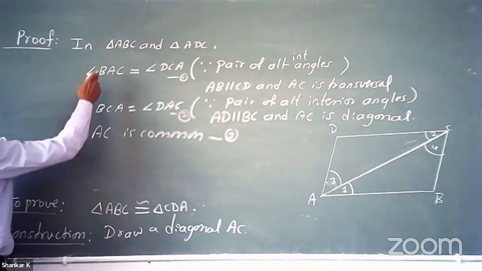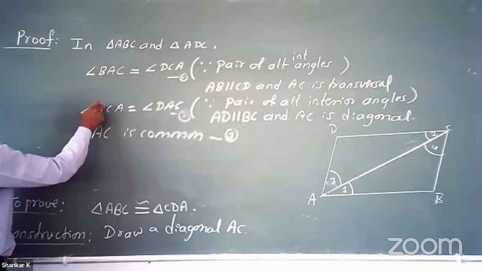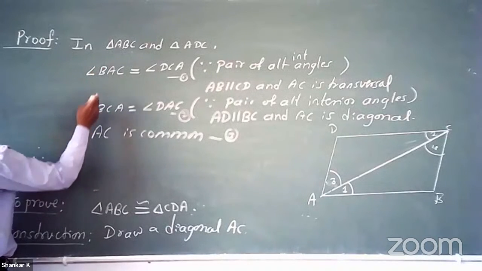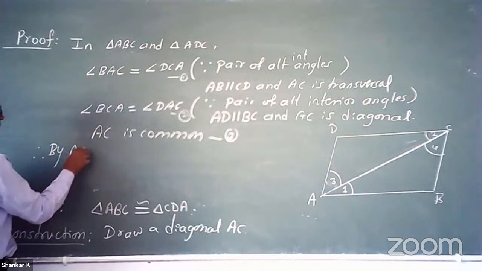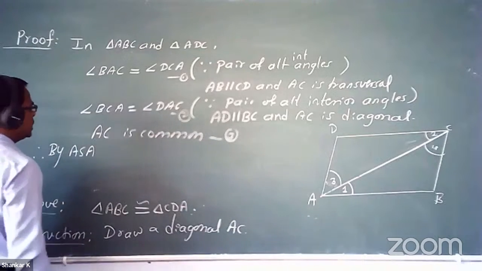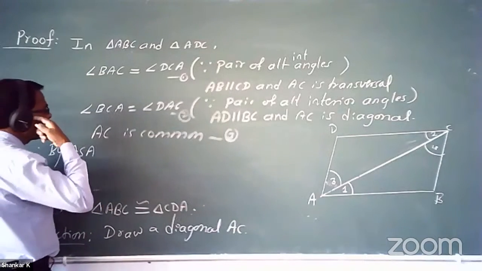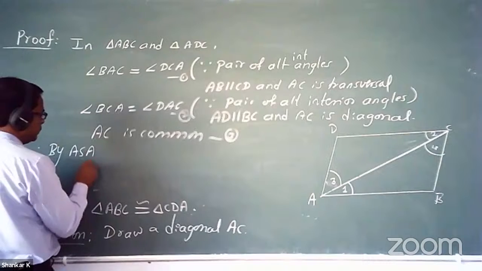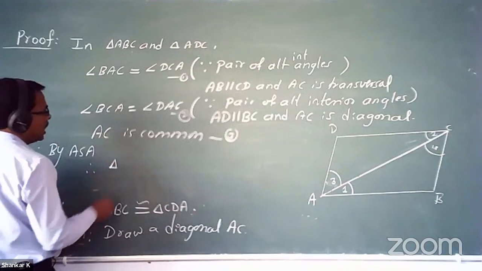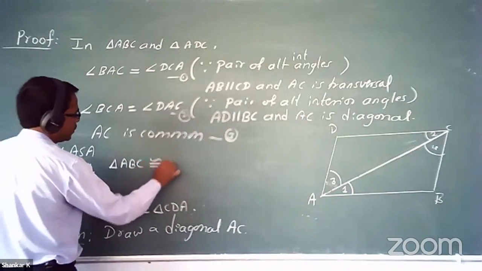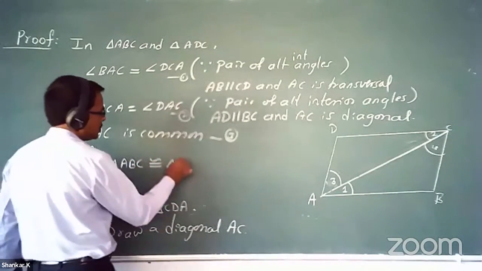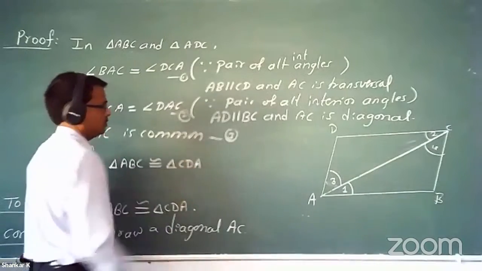Therefore, by angle side angle, ASA, both the triangles are congruent. Which are the triangles? Therefore, by ASA, triangle ABC is congruent to triangle CDA. That's all.